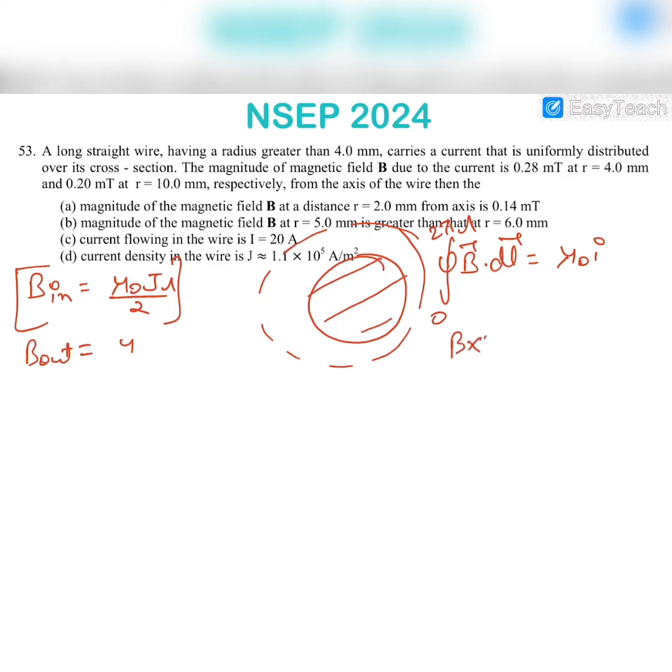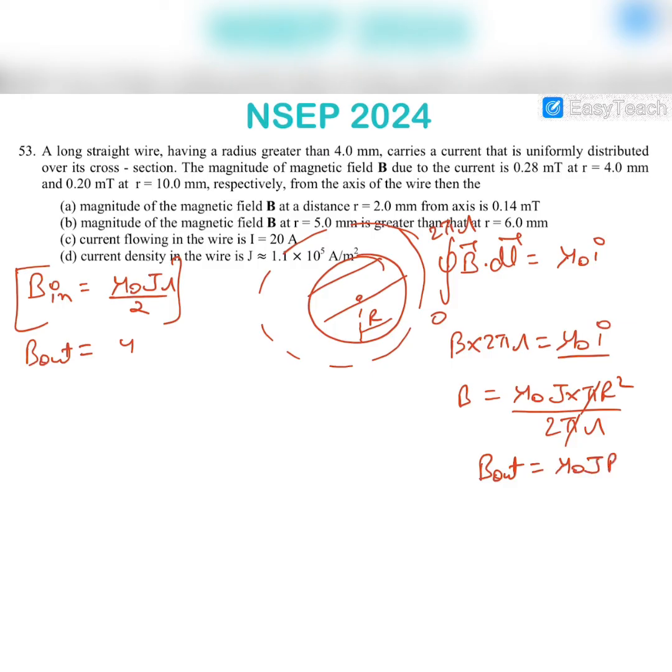So B into 2 pi small r will be mu naught I, and B will be equal to mu naught I, which can be written as J into pi capital R square, because current is flowing in the cross section of the wire only, divided by 2 pi small r. So B out will be equal to mu naught J R square by 2r. These are the important formulae.